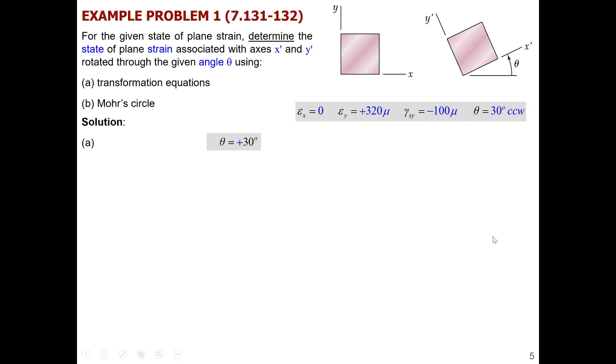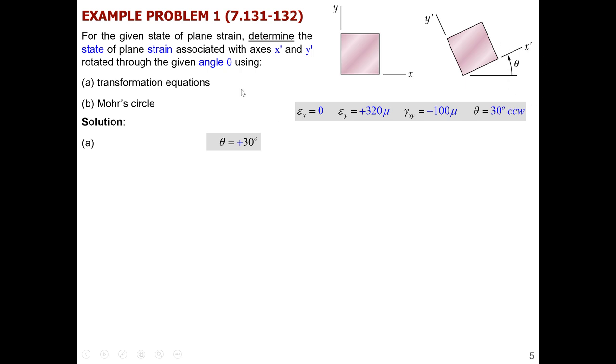which is defined here. So we are given a certain state of strain. In x direction there is no deformation. In y direction we have tensile deformation of a certain level, 320 microstrain. So we have negative shearing xy, and that's basically all of it. All right, so then we are given the angle for rotating our element to a different coordinate system x prime, y prime. Okay, so we're given that angle, and so we will look at how that will transform our equations here.